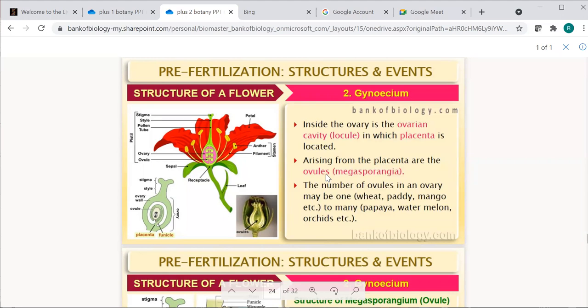Ovules are also called megasporangiae. The number of ovules in an ovary may be one or many. The ovaries with one ovule include wheat, paddy, mango, etc. And the ovaries with many ovules include papaya, watermelon, orchids. Okay.